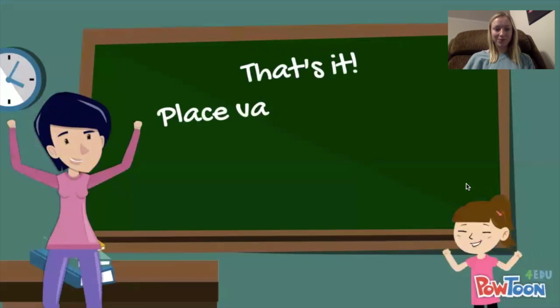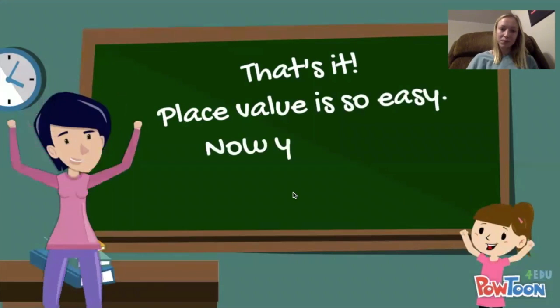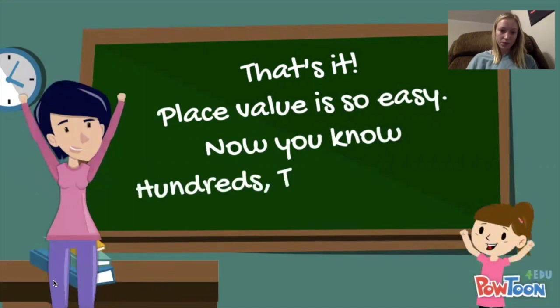That's it. Place value is so easy. Now you know hundreds, tens, and ones.